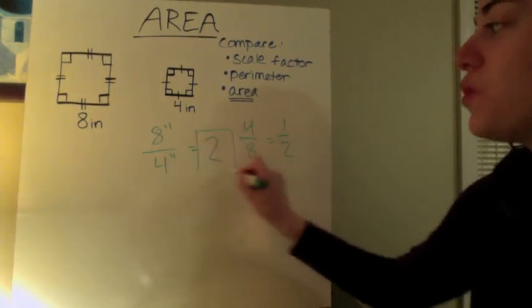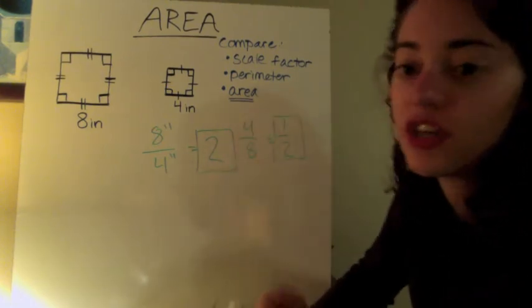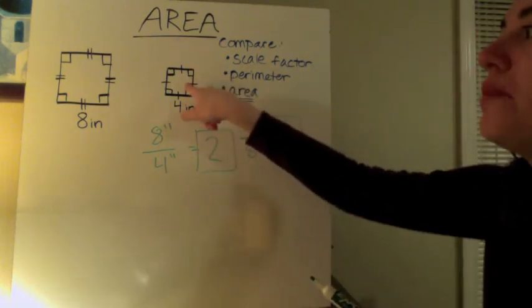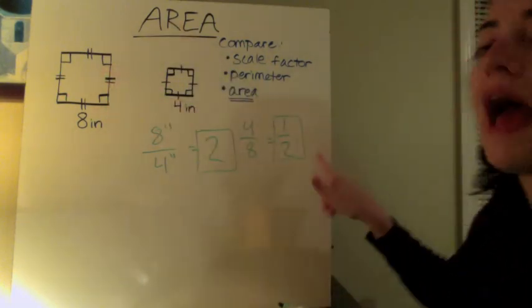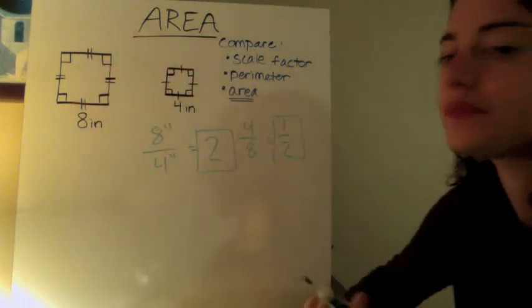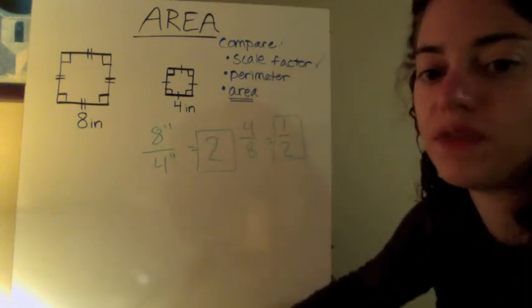My scale factors will always be reciprocals of each other. So I have 2 scale factors here, 2 and 1/2. The 2 means that I need to multiply this one by 2 to get that one. The 1/2 means I have to multiply this one by 1/2 to get that. Scale factor. Now let's find the perimeter of each.